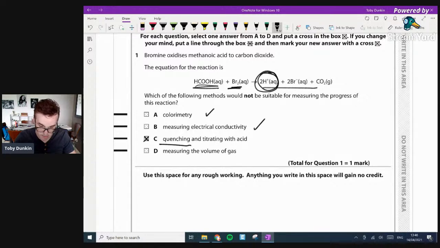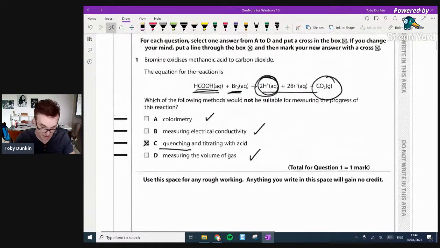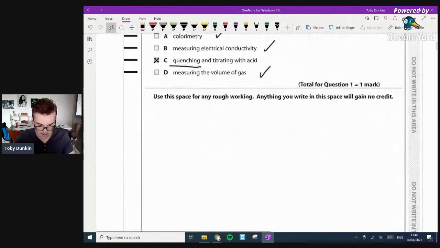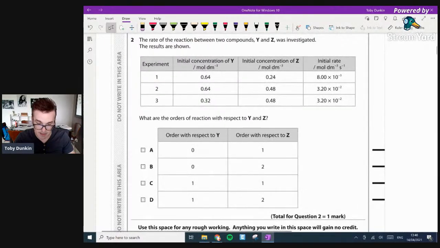The next one is measuring the volume of gas, totally appropriate, because the gas being the product at the end, we could just be collecting gas as this reaction progressed. So very possible. So quenching and titrating, by the way, if you were going to do the quenching and titrating, you'd be titrating with a base, if anything. So not particularly useful. Okay, question number 2, a nice bit of rates.